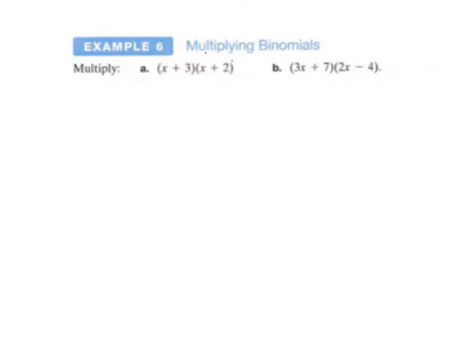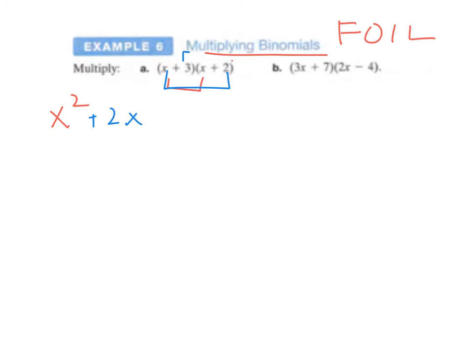Now to multiply binomials, we've already learned that method, which is the FOIL. Now these aren't special ones, we're just going to do FOIL. So I'm going to go my first times my first, which is where we get x squared. My outside times my outside, 2x. My inside times my inside, which is 3x. And then my last times my last, which is 6. And when I combine the like terms, I end up with x squared plus 5x plus 6.